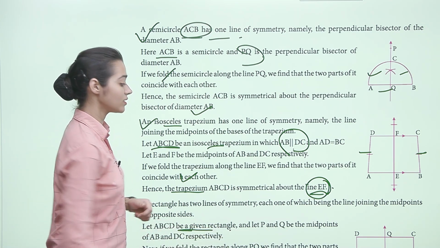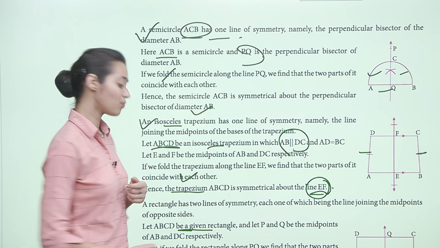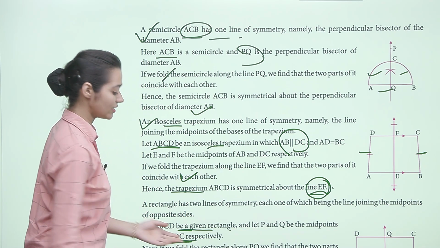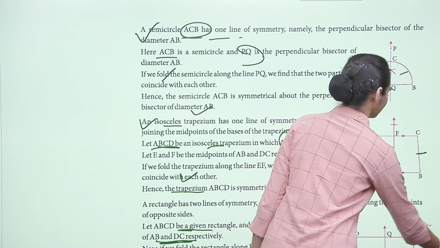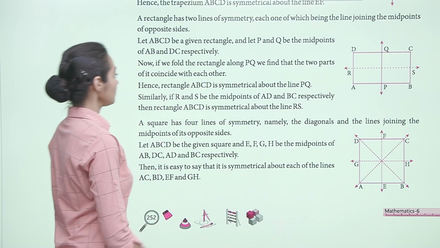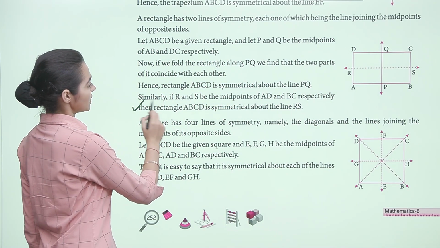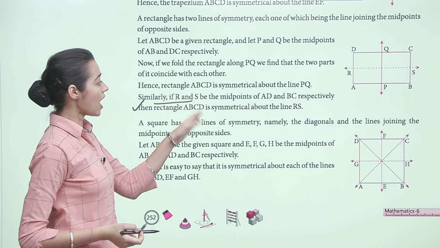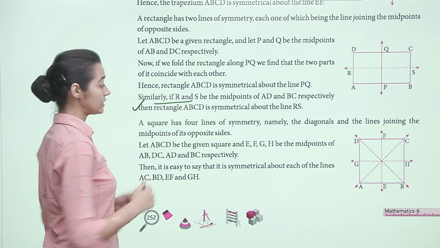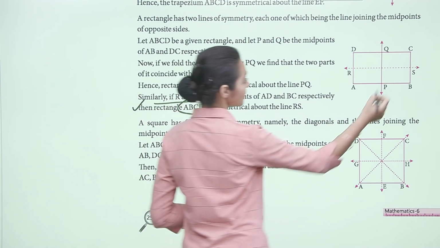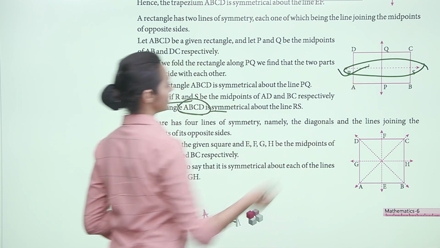Now a rectangle has two lines of symmetry, each of which is the line joining the midpoints of opposite sides. Let ABCD be a rectangle, and P and Q are the midpoints of AB and DC respectively. Now similarly, if R and S are the midpoints of AD and BC, then rectangle ABCD is symmetrical along the line RS.